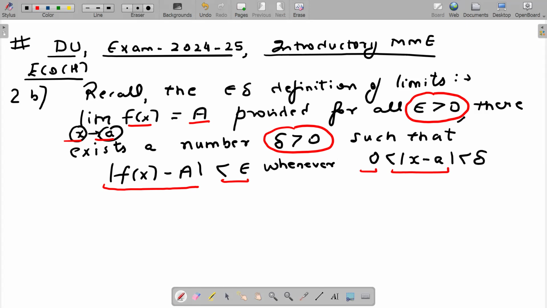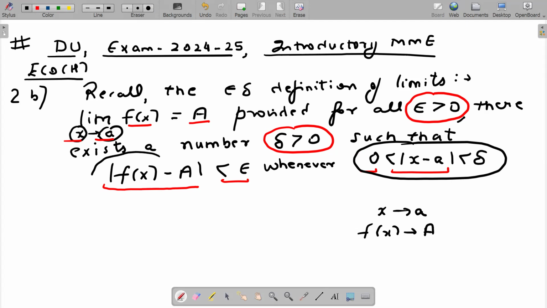What I'm trying to say is, when I say that x tends to a, it means the gap between them is very small, lying between 0 and delta. Then f of x will tend to capital A. That means the gap between f of x and capital A will also be less than epsilon, where epsilon is a very small number close to 0. It means that as the gap between x and a shrinks in absolute terms, the gap between f of x and capital A also shrinks in absolute terms. So I hope students have understood that.